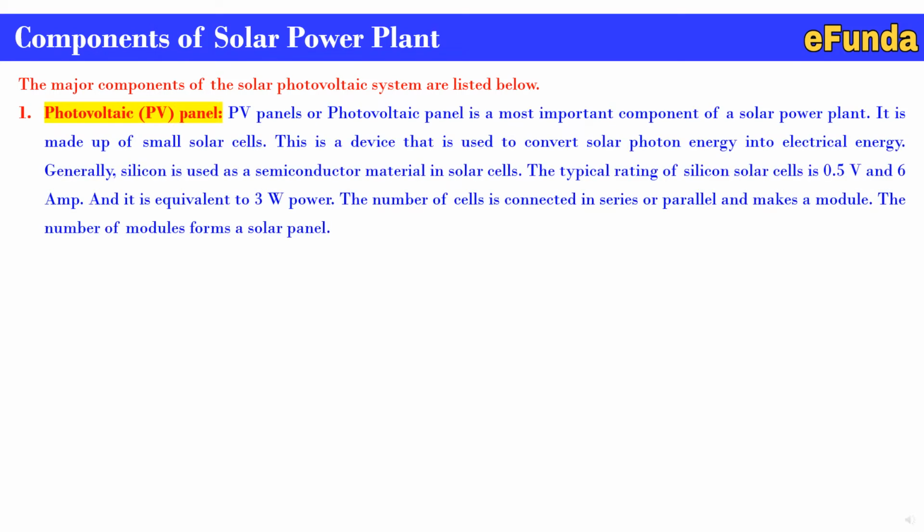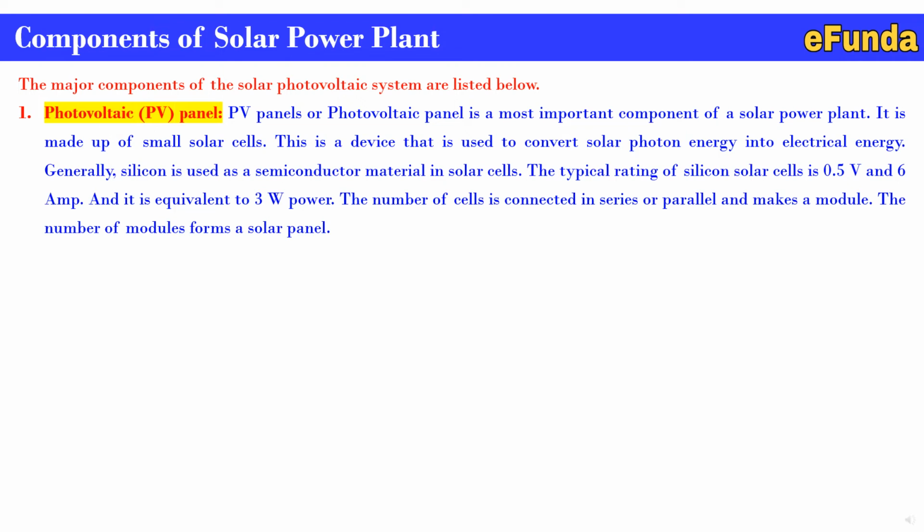Photovoltaic PV panel. A PV panel or a photovoltaic panel is the most important component of a solar power plant. It is made up of small solar cells. This is a device that is used to convert solar photon energy into electrical energy. Generally, silicon is used as a semiconductor material in a solar cell.